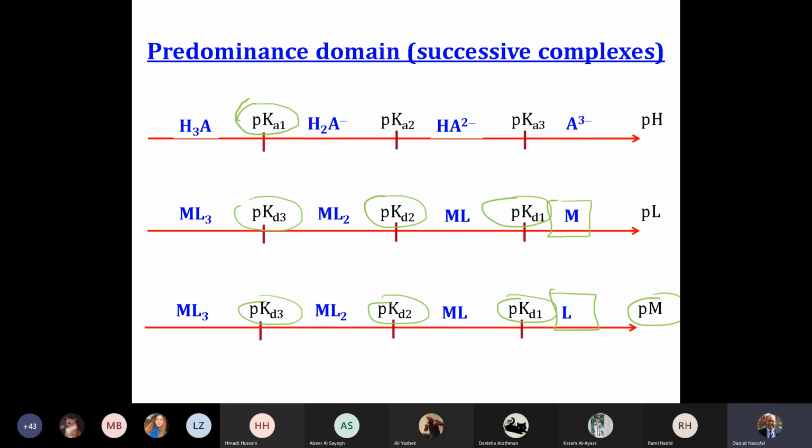If the student forgets the domain of predominance of successive complexes, the easiest method is to write the domain of predominance for the polyacid. Then, from this domain of predominance, from the ladder diagram of the polyacid, you can deduce the ladder diagram for the successive complexes.